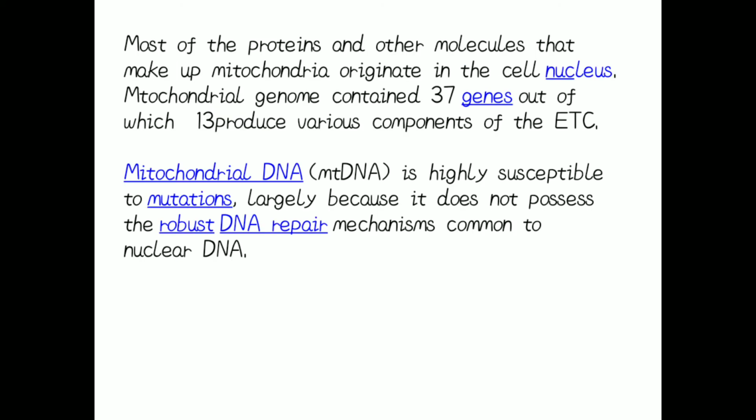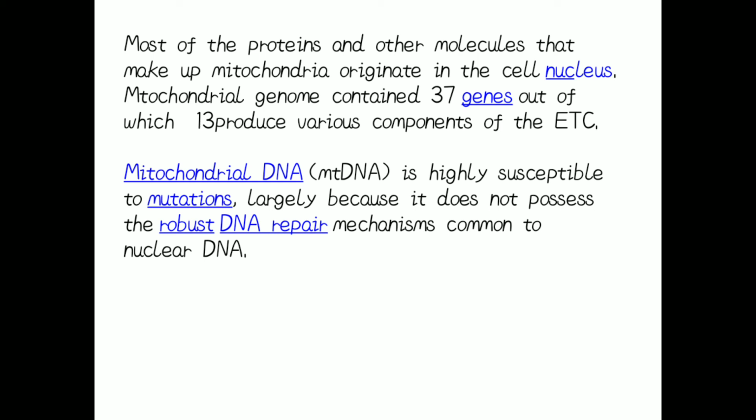Most of the proteins and other molecules that make up mitochondria originate in the cell nucleus. The mitochondrial genome contains 37 genes, out of which 13 produce the various components of the electron transport chain. So friends, as we know, mitochondria show their own genome and it consists of 37 genes. Out of these 37 genes, 13 genes produce the different components which are needed for the electron transport chain.